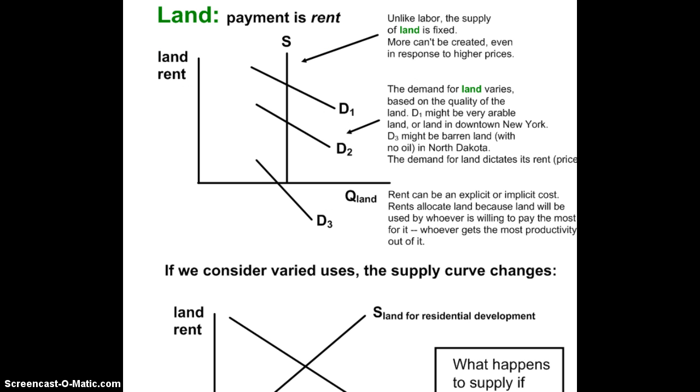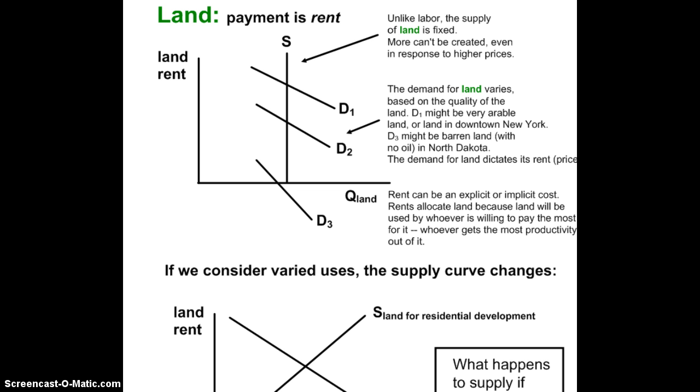So first we'll look at land. Land is a little bit unusual. Unlike labor, the supply of land is in some cases considered by economists to be fixed. And here primarily we are talking about actual land property. We're not talking about everything else in the category of land because other items like animals and trees, for example, we can certainly produce more of. However, land on the planet Earth is relatively fixed. More can't be created even in response to higher prices.